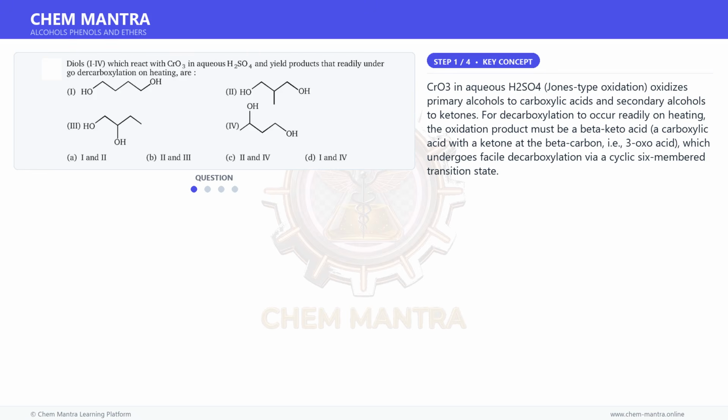CrO3 in aqueous H2SO4, Jones-type oxidation, oxidizes primary alcohols to carboxylic acids and secondary alcohols to ketones. For decarboxylation to occur readily on heating, the oxidation product must be a beta-keto acid, a carboxylic acid with a ketone at the beta carbon, i.e., a 3-oxo acid, which undergoes facile decarboxylation via a cyclic 6-membered transition state.